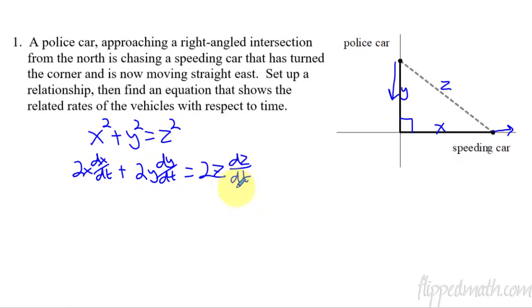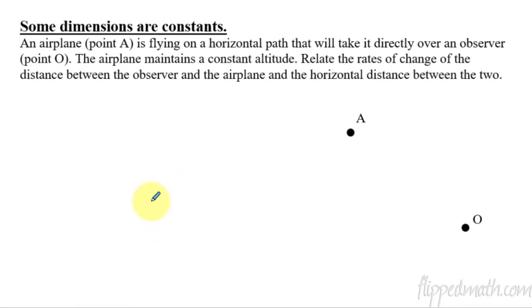And then dz/dt would represent the rate of change of z. In this case, how far apart in a direct line of sight the police car and the speeding car are from each other. So you could tell if he was getting closer or further away by plugging in how fast these vehicles were going. In this example, I didn't give you much of a picture. And that was on purpose because I want you to get used to many times you won't have a picture and you have to come up with a scenario yourself.